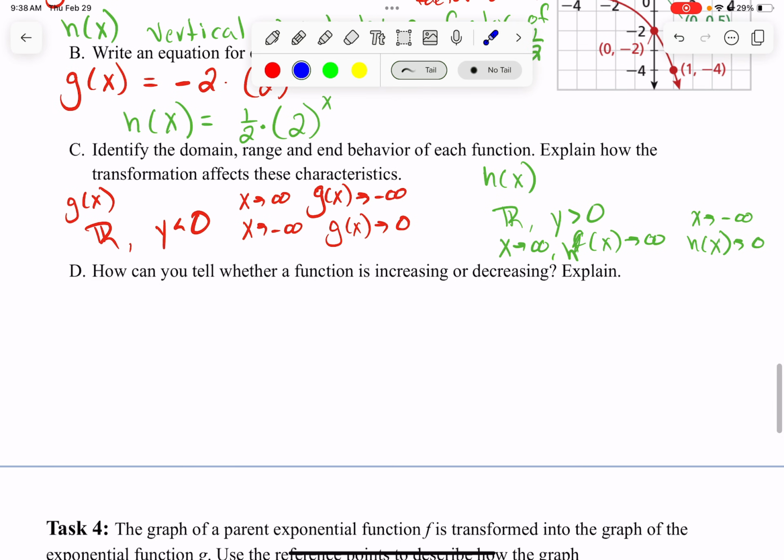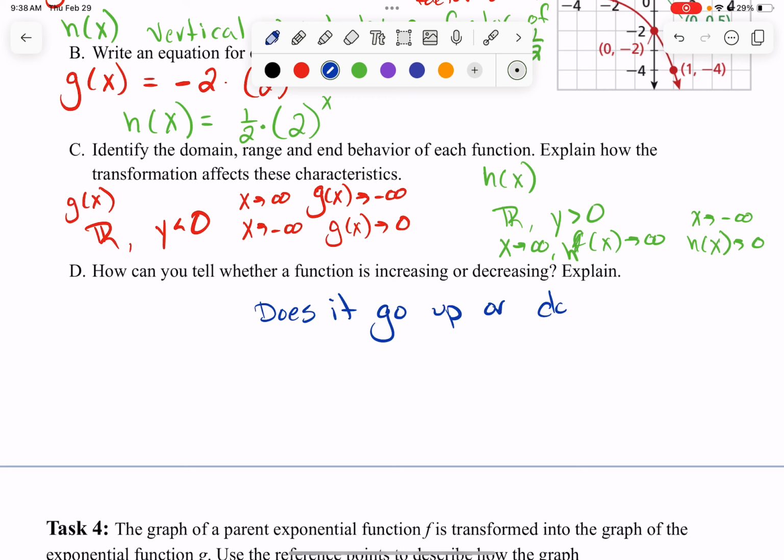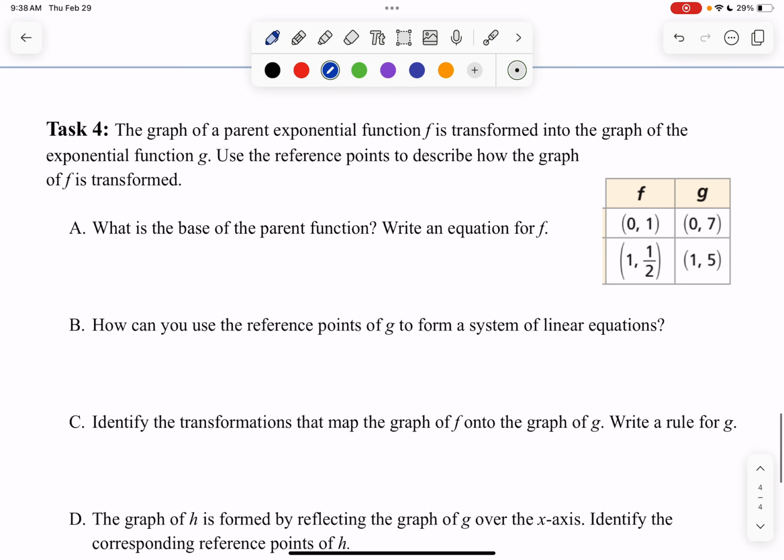How can you tell whether a function is increasing or decreasing? Explain. Does it go up or down from left to right? That's really our gist. We read a graph from left to right. Is my graph going up or is it going down as I read from left to right?